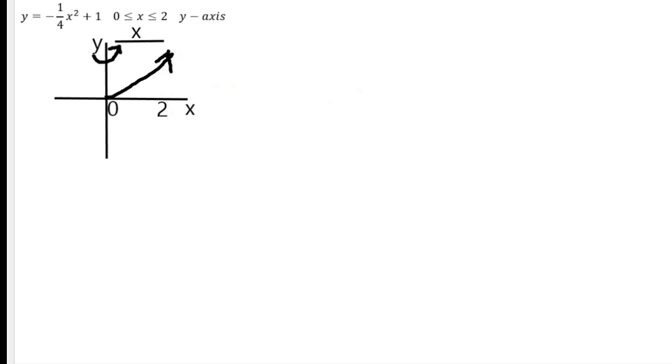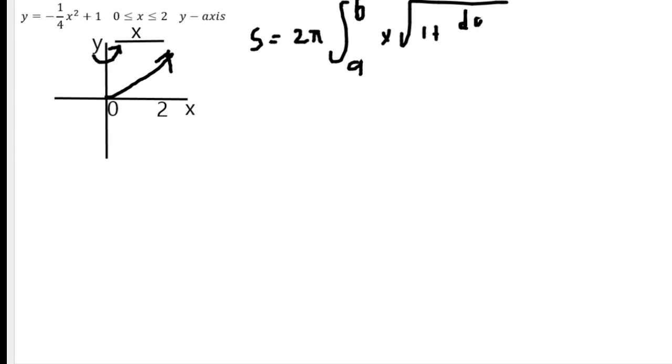So y is equal to negative 1/4 x squared plus 1. And we're going to take the surface area of revolution from 0 to 2 in x, and it's rotating about the y-axis. So now it's rotating on the y-axis. So we're going to use this formula once again. So we got x multiplied by the square root of 1 plus dy/dx, and let's just square that. So we also have dx here. Okay, now let's try this.